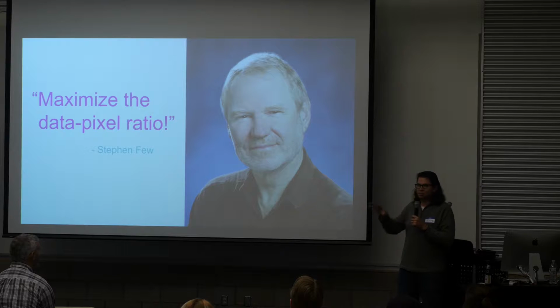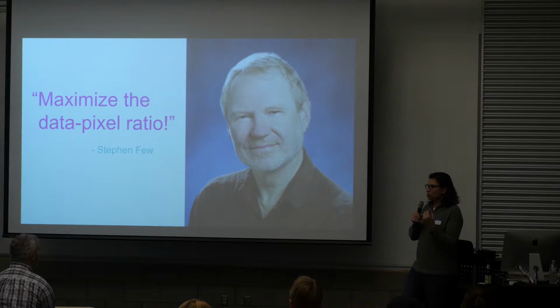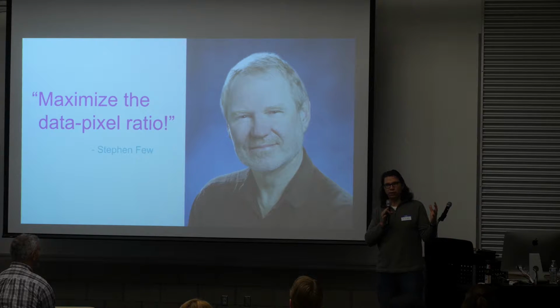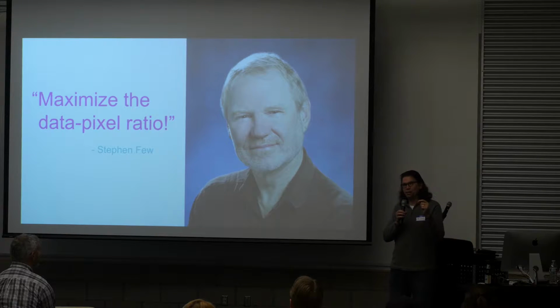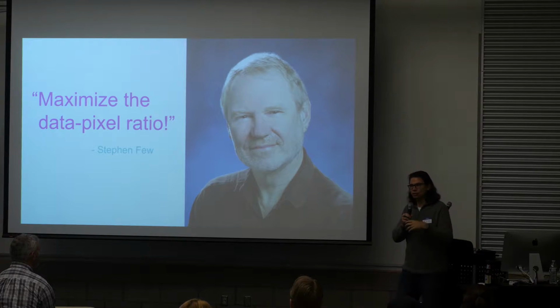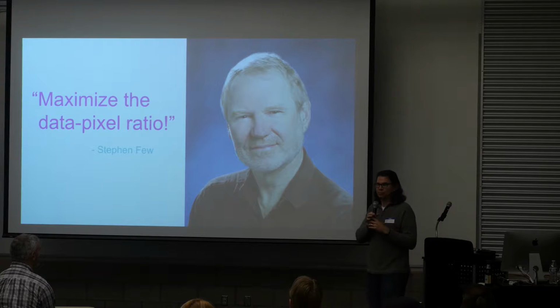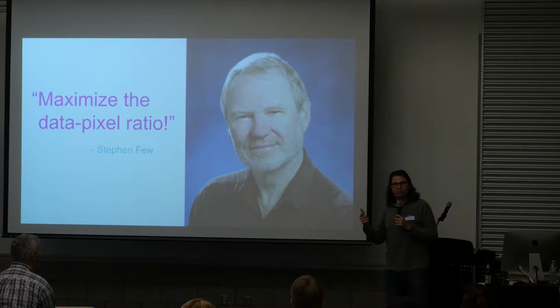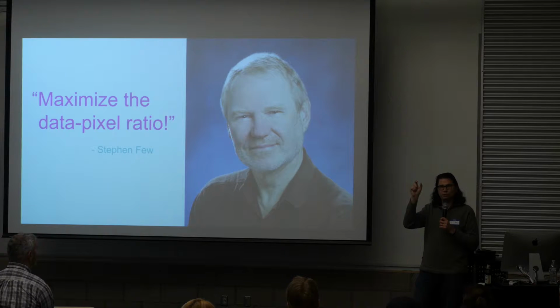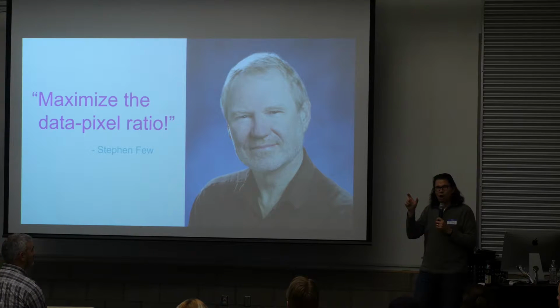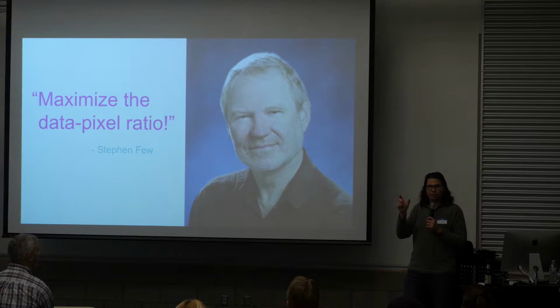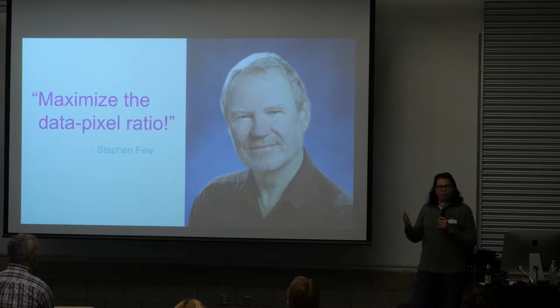So the idea behind maximizing the data pixel ratio is that when looking at a visualization or a report, every non-background pixel is either a data pixel, it's actually a representation of data, or it's not. It's structural or decorative or organizational. And so maximizing the data pixel ratio is taking the number of data pixels and dividing it by all of the non-background pixels. And you want that number to be as high as it can be. Really kind of a confusing concept.